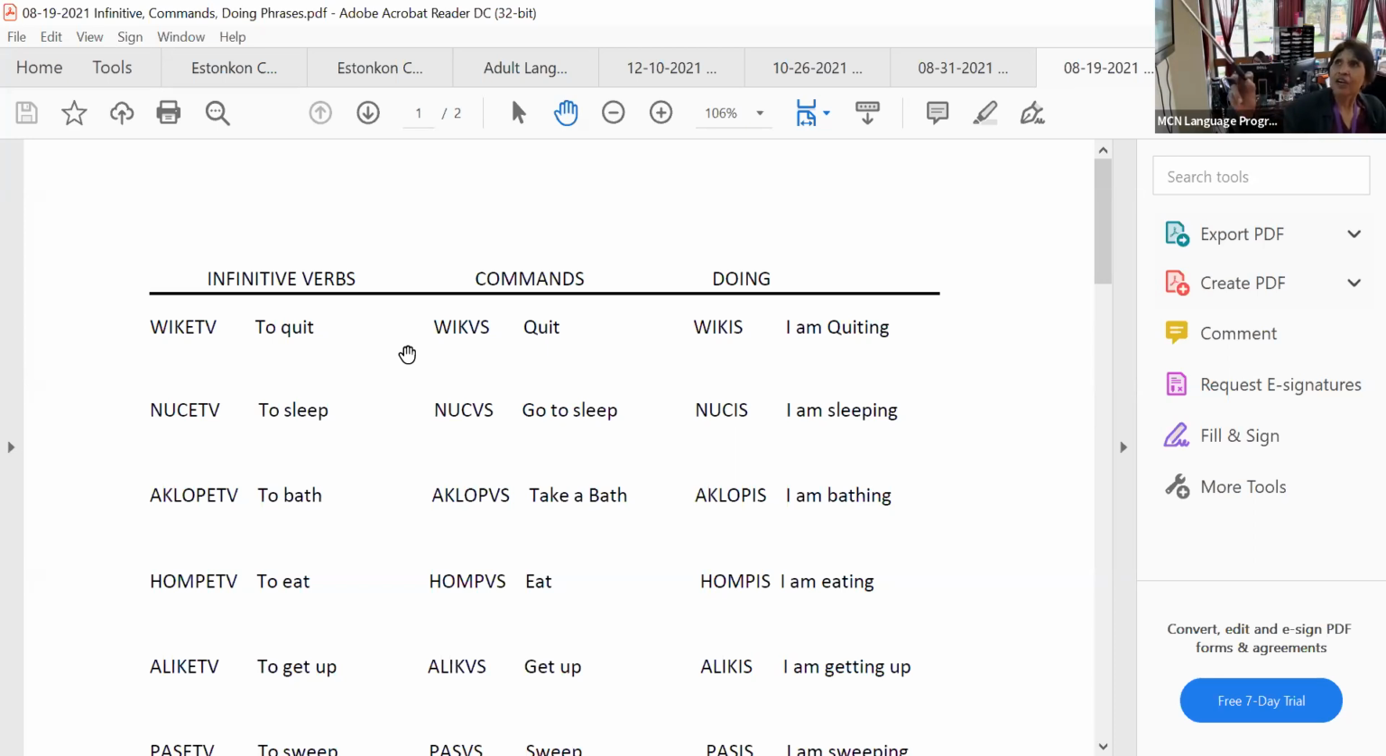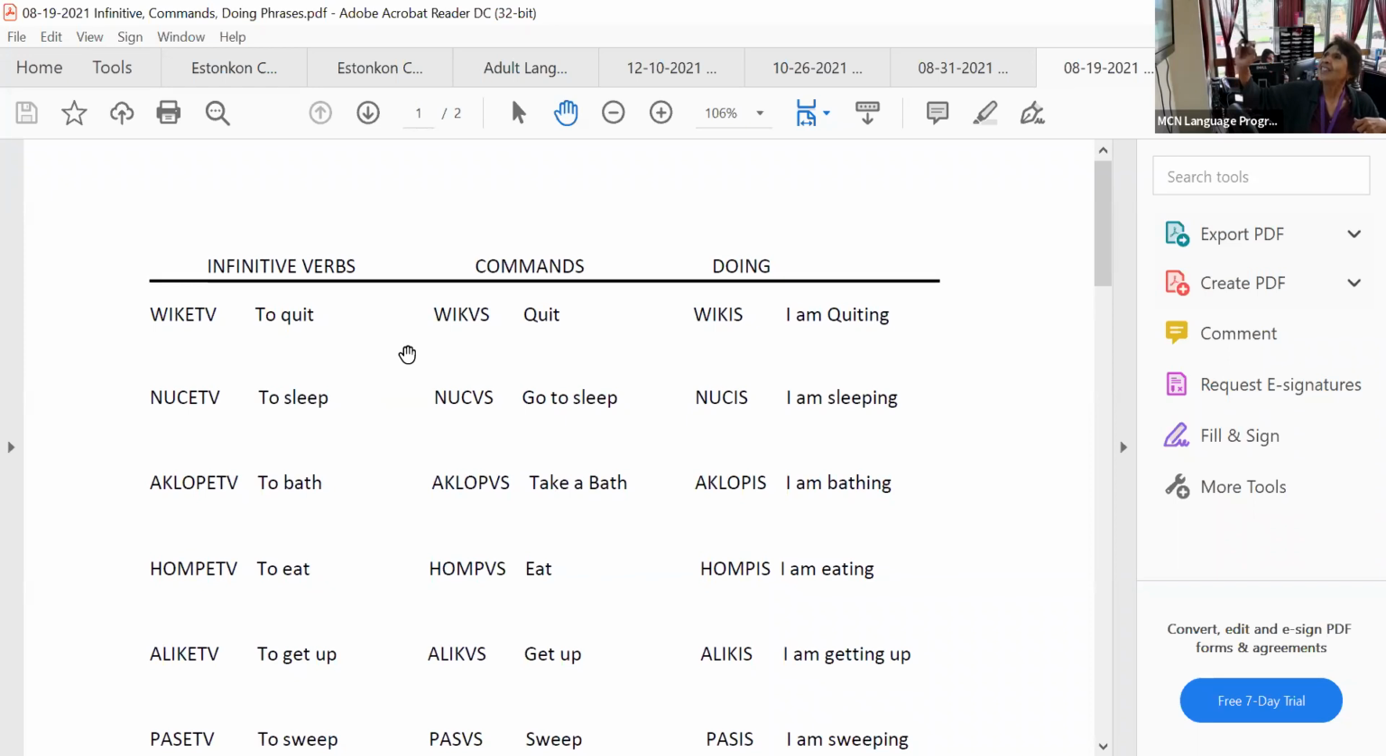Okay. Infinitive verb, nojida, to sleep. When you're telling your baby to go to sleep, it's a command. So you drop the e-d-a, add a c to it, and you say, nojas, go to sleep, baby. But if you say, I am sleeping, you drop the e-d-a and say, nojas. Anytime you add the c right here, you say you're doing something. That's all it is.